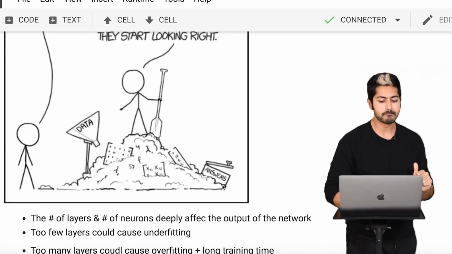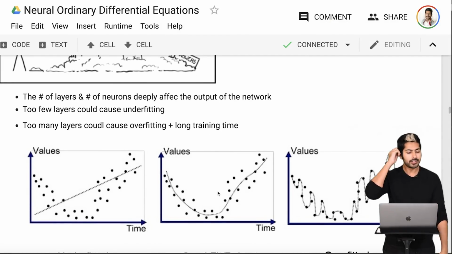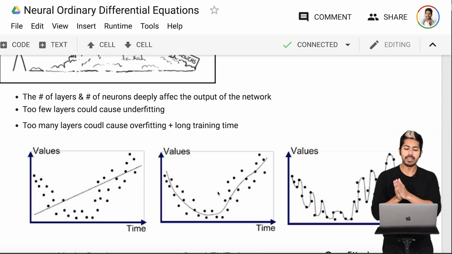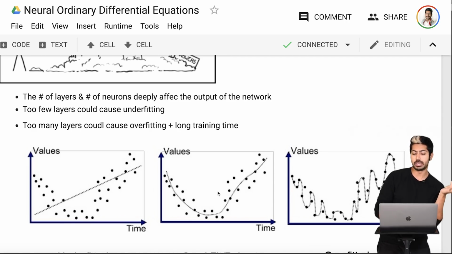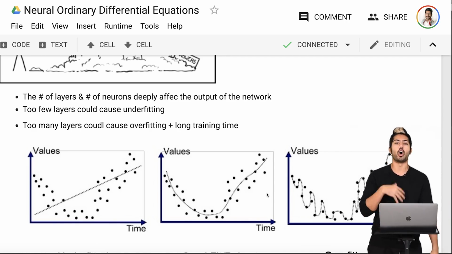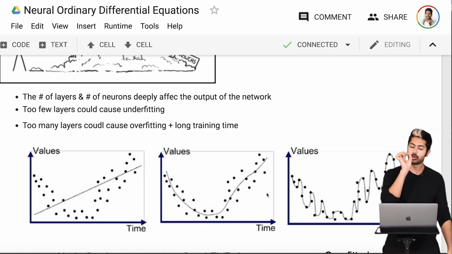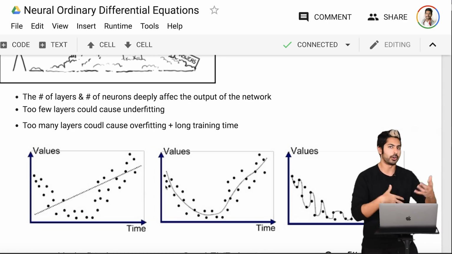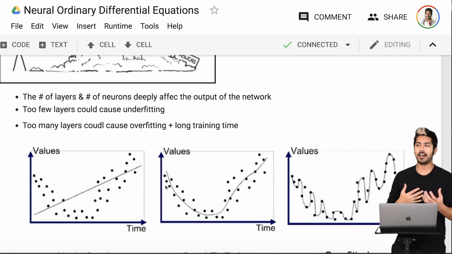Let's be real, everybody. There's a lot of theory behind how many layers to add to your network, but the basic idea is that the number of layers deeply affects the output of the network. Too few could cause underfitting, meaning your line won't fit the data. Too many could cause overfitting, meaning your line will overfit the data. You want to get it just right so the line perfectly fits your data set. Neural networks, all this stuff, is glorified line fitting to data in a way.